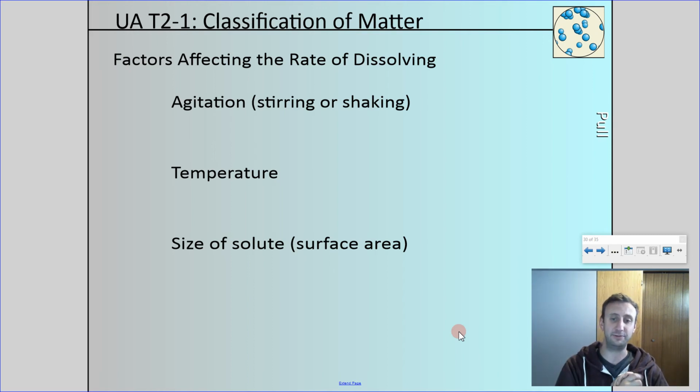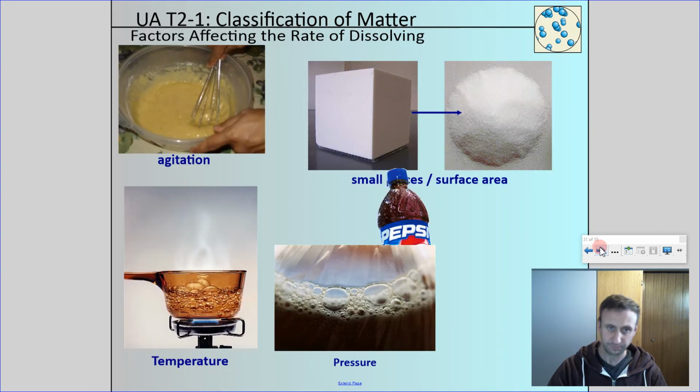Another thing is the size of solute. In other words, if you have a powder versus a cube, the powder is going to dissolve faster. Think about a sugar cube compared to, let's say, granular sugar. If you have sugar as grains, it will dissolve faster for the same amount than a sugar cube because you have more surface area. In other words, it's already in tiny little bits, so it's easier for the water to break apart the solute particles because it can get to more solute particles from the very beginning.